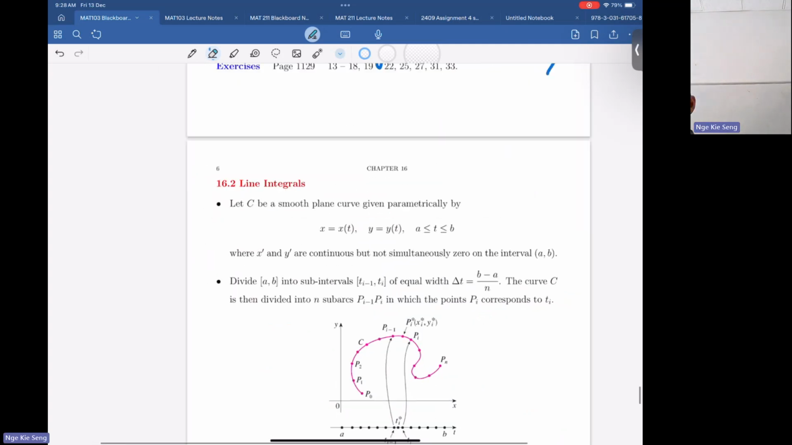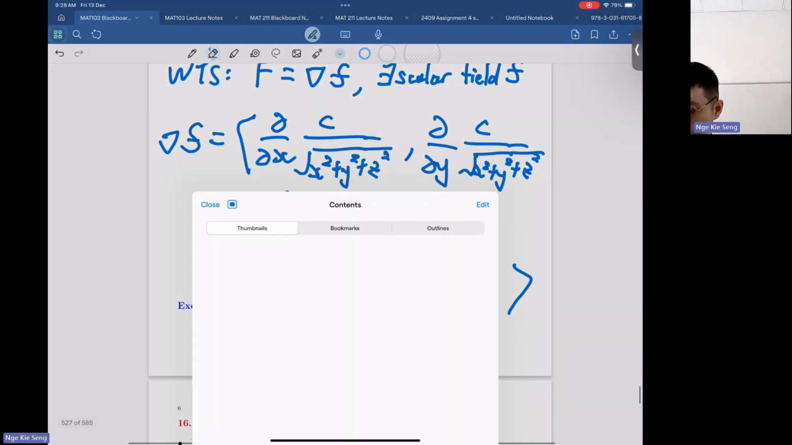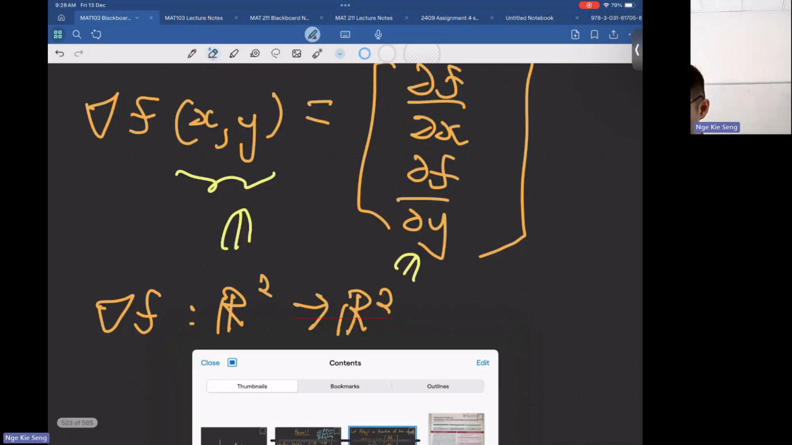All right, so the next thing is about line integrals. So, the line integral.